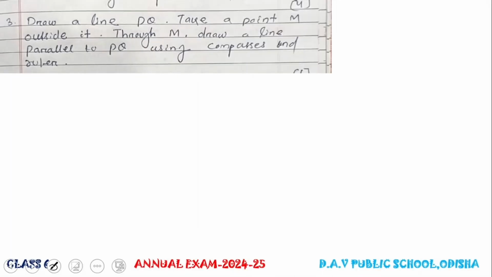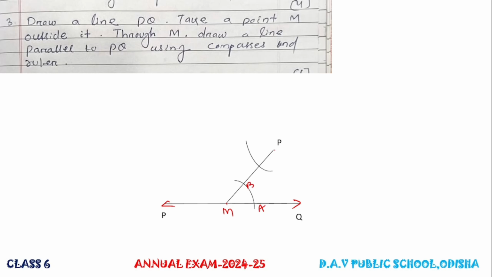Next, draw the line PQ and take a point M outside it. First draw a line PQ, take a point outside, and join P to the point M on PQ. Now take any radius arc at point M and also at P, the same arc. Now measure AB and cut it. Suppose we name the points X and Y. Now join Y and P. Okay, this is the answer.